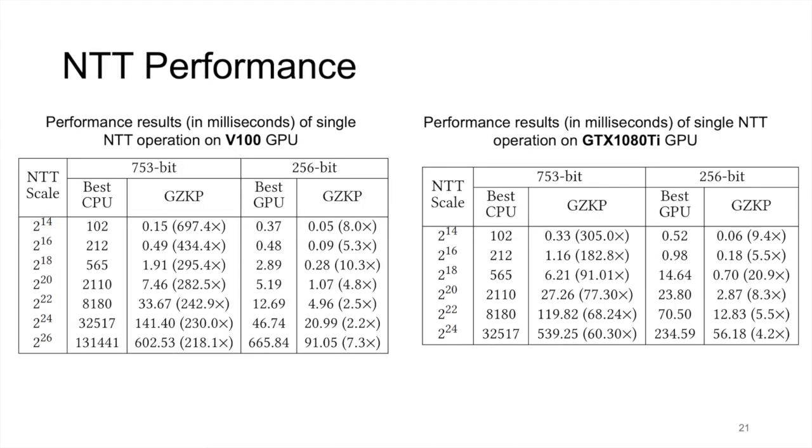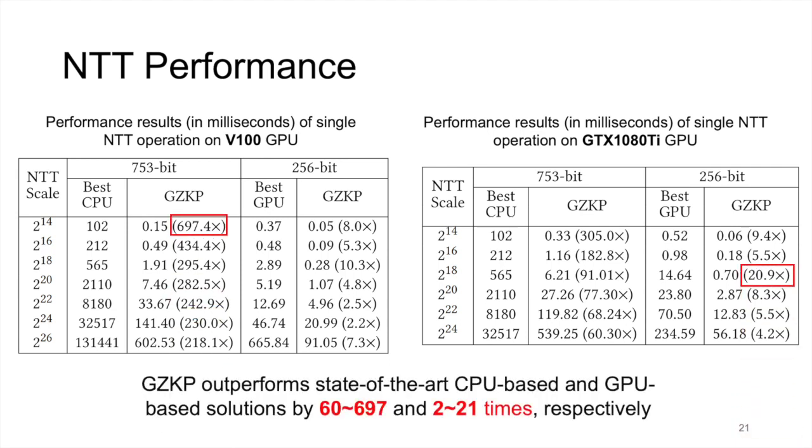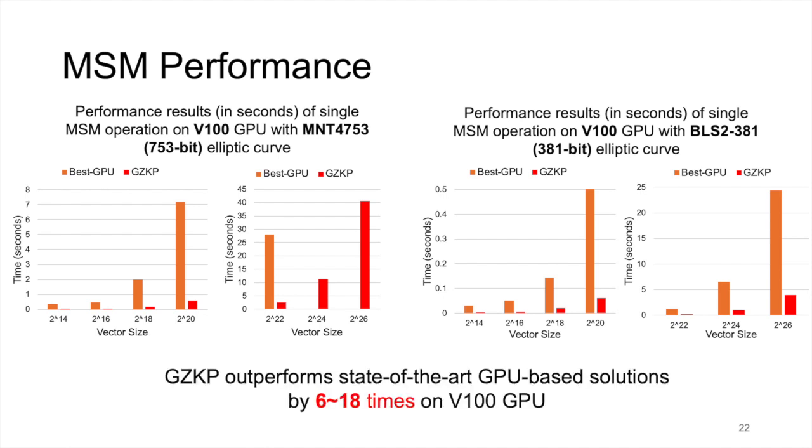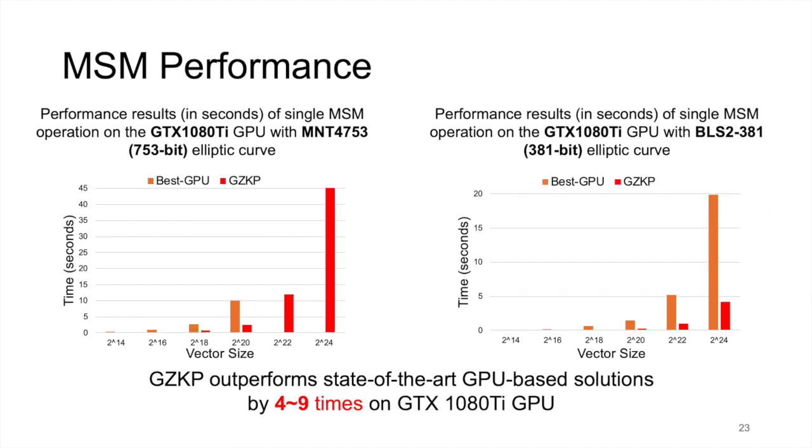For NTT model, we examine execution time of a single NTT operation on different platforms. GZKP outperforms state-of-the-art CPU-based and GPU-based solutions by up to 700 and up to 20 times respectively. For MSM performance, GZKP outperforms state-of-the-art GPU-based solutions by up to 18 times on V100 GPU and by up to 9 times on GTX 1080 Ti GPU.